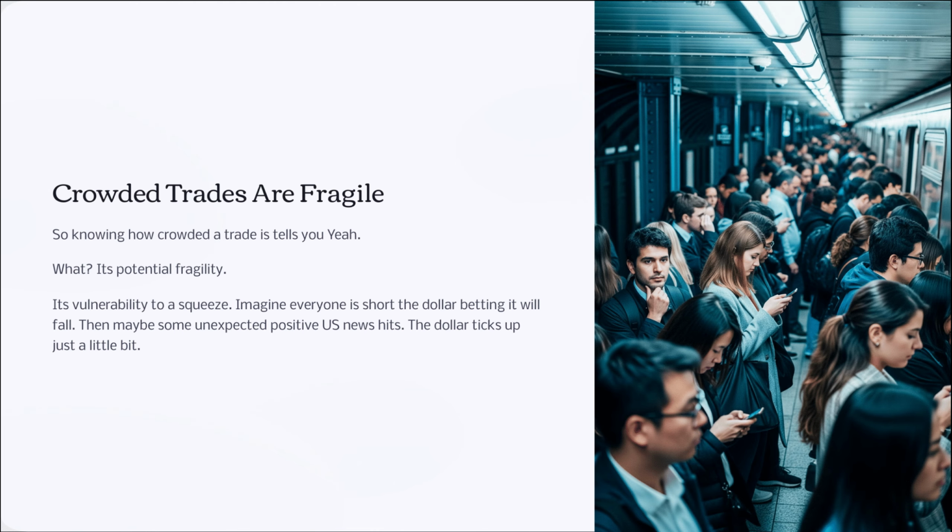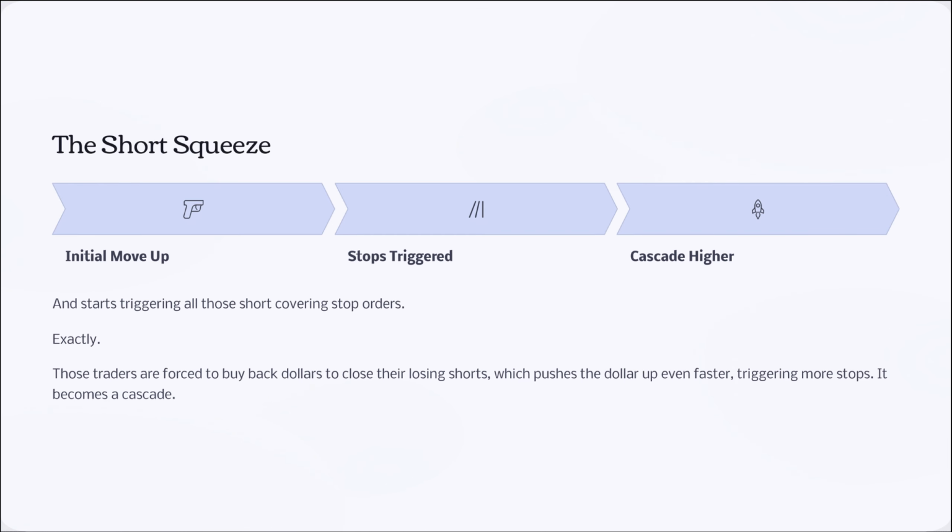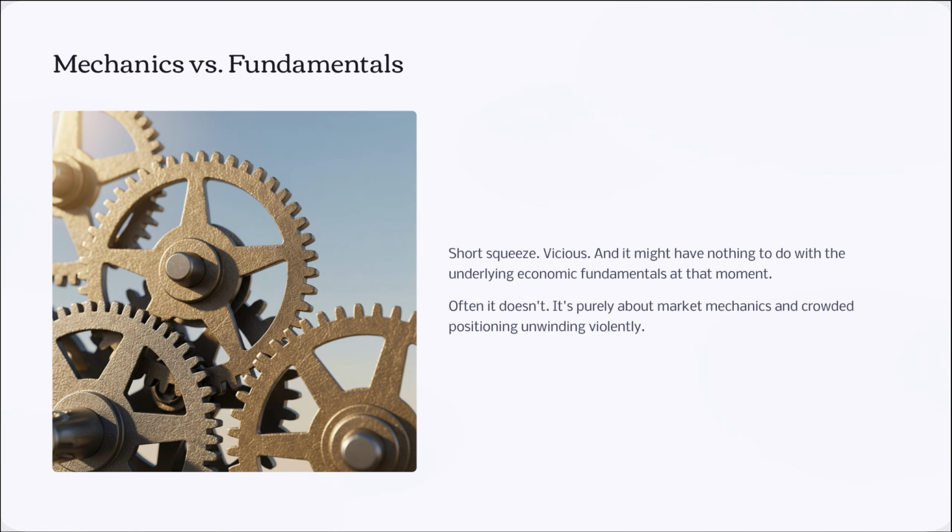Imagine everyone is short the dollar, betting it will fall. Then maybe some unexpected positive U.S. news hits. The dollar ticks up just a little bit. And starts triggering all those short covering stop orders. Exactly. Those traders are forced to buy back dollars to close their losing shorts, which pushes the dollar up even faster, triggering more stops. It becomes a cascade. A short squeeze, vicious, and it might have nothing to do with the underlying economic fundamentals at that moment. Often it doesn't. It's purely about market mechanics and crowded positioning unwinding violently.